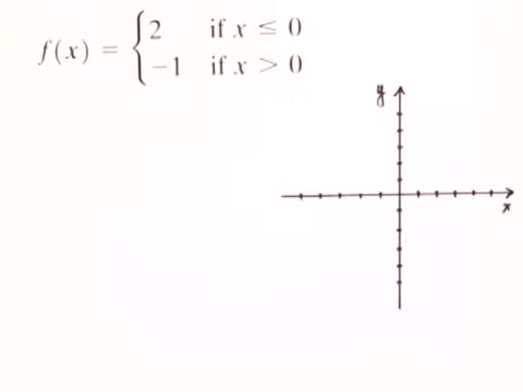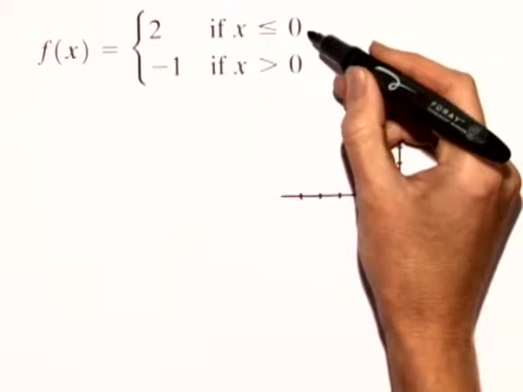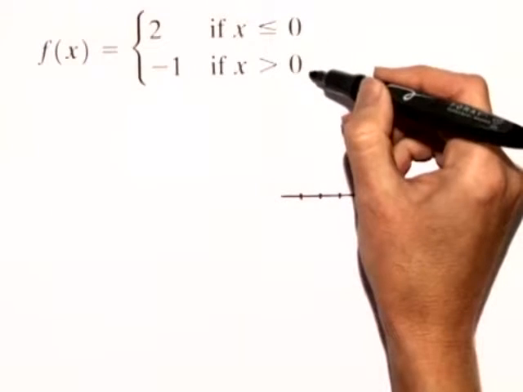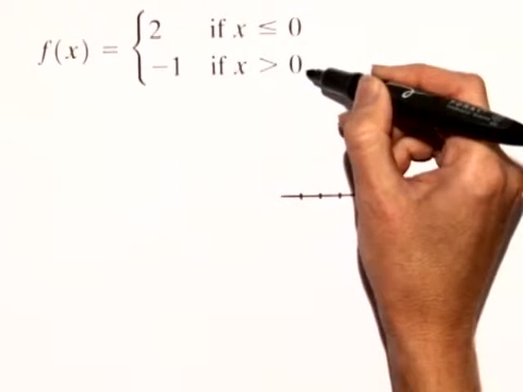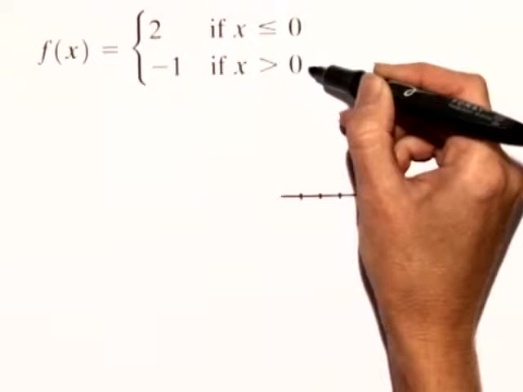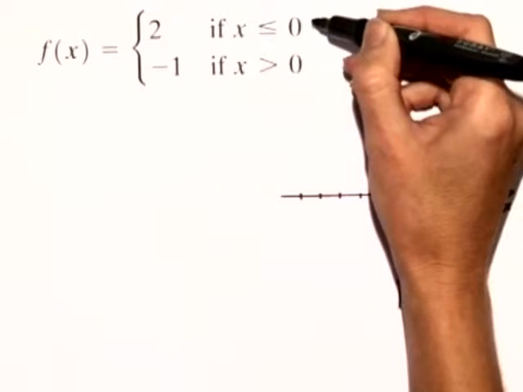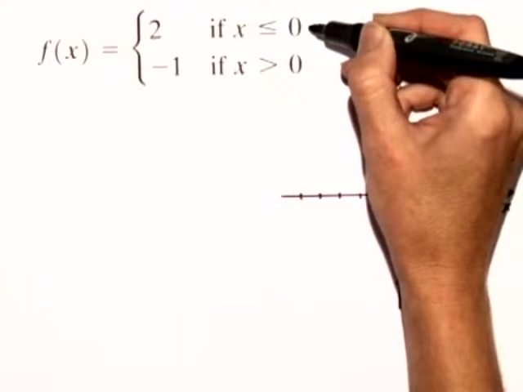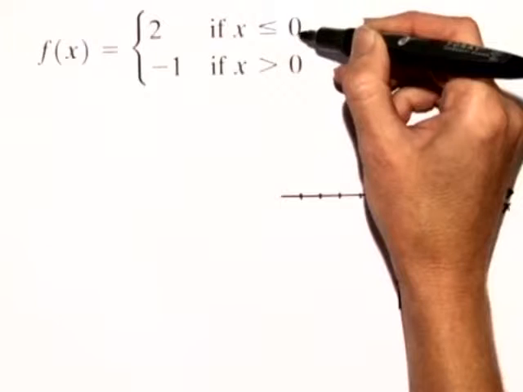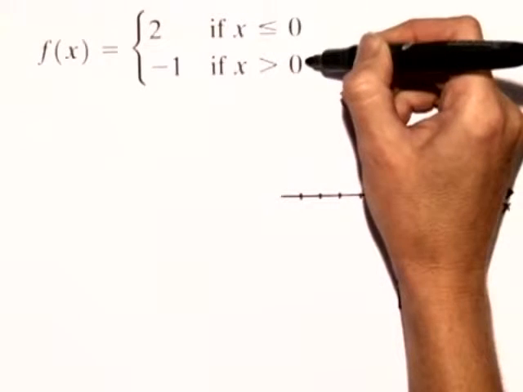For the next problem, we'll be graphing a piecewise defined function, and then we'll state the domain and the range. We have f of x is equal to 2 if x is less than or equal to 0, and f of x is equal to -1 if x is greater than 0. So anytime you're graphing a piecewise defined function, be sure first to look at the intervals of x. So we have two intervals, either x is less than or equal to 0, or x is greater than 0.